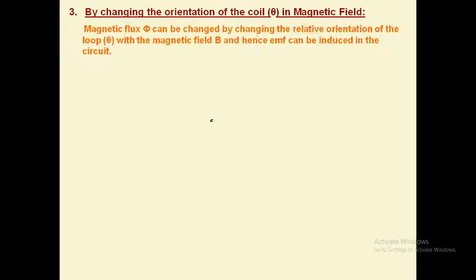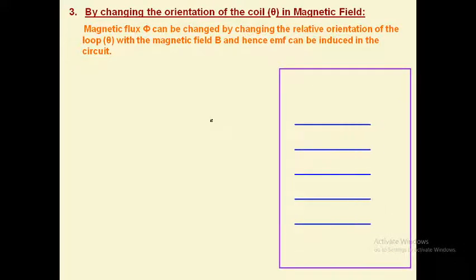So we can also do it by changing the angle theta. Let us see how. In the diagram right now you can see magnetic field lines, they are parallel and equidistant, which is the indication that the magnetic field is uniform. And here we have a coil.